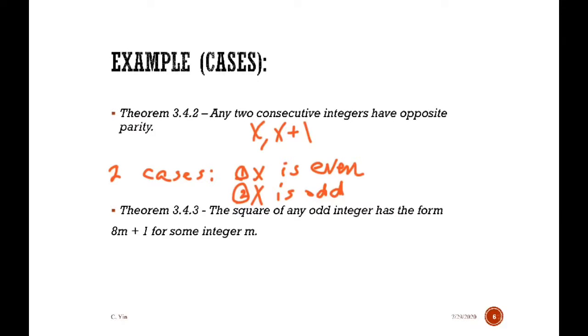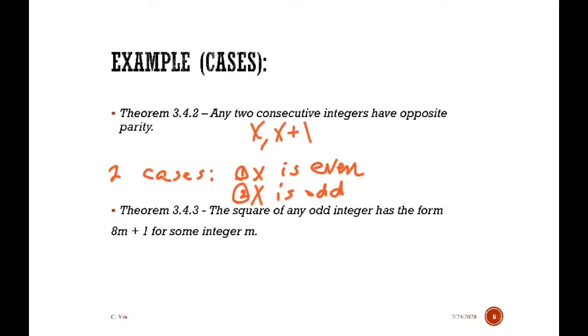So let's go back to theorem 3.4.3 that said that the square of any odd integer has the form 8m plus 1 for some integer m. All right, in this particular one, we're definitely going to have cases, but we're going to have to probably think through exactly what those different cases are going to be.